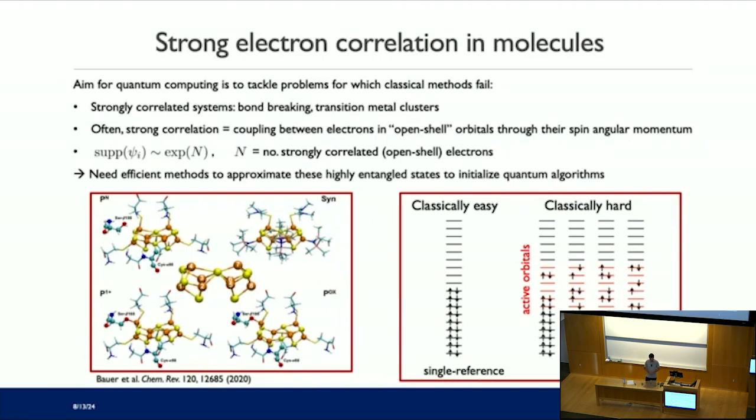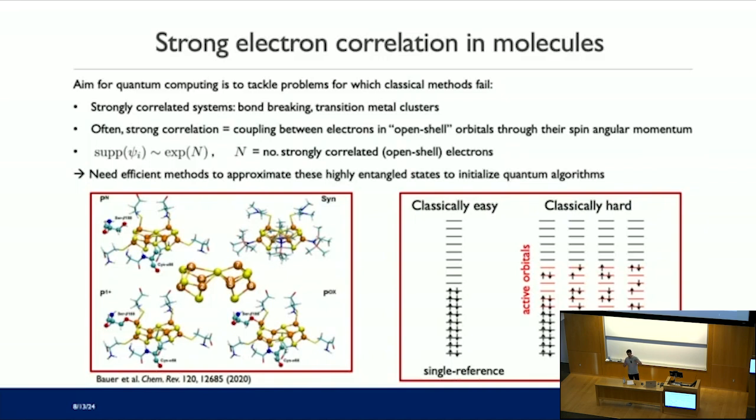So typical strongly correlated systems in chemistry are either bond breaking, so you just stretch a chemical bond, or transition metal clusters. So FeMoco, which you've probably heard of, is an example of that. This big thing on the left here is like a sister of FeMoco. Essentially, you have a lot of nearly degenerate orbitals and electrons that then couple through their spin angular momentum.